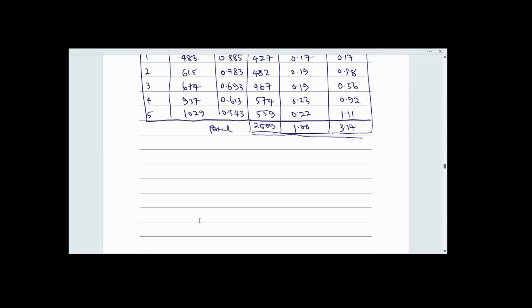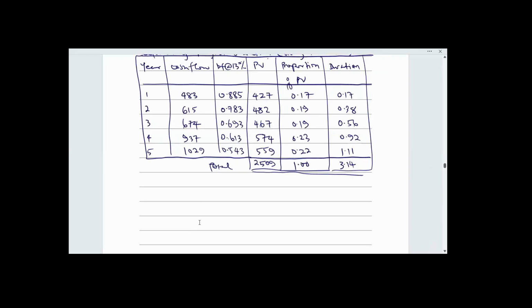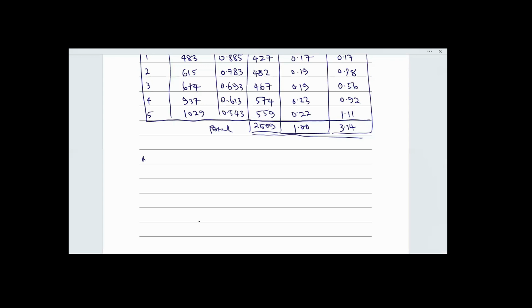So let's use the second method. The second method is weighted average method. So I would then say alternative solution. Here we want to use the weighted average method. Calculating duration using weighted average method.